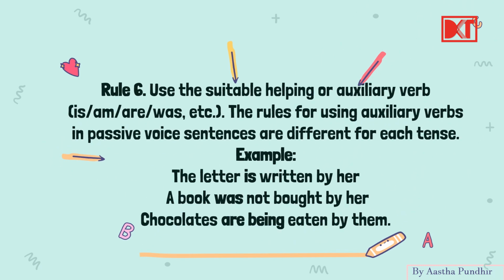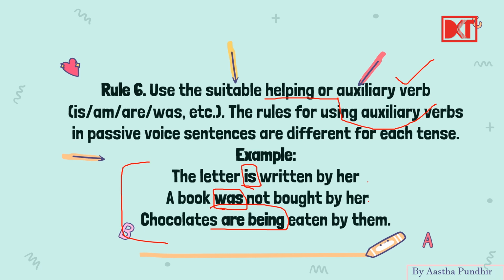Okay, so another rule, use the suitable helping or auxiliary verb. Auxiliary verbs क्या होते हैं? The helping verbs. So use the suitable verb. The rules for using auxiliary verbs in passive voice sentences are different for each tense. जैसे the letter is written by her. यहाँ we are using is. Auxiliary verb क्या है? Is. A book was not bought by her. तो was auxiliary verb है यहाँ पे. Chocolates are being eaten by them.